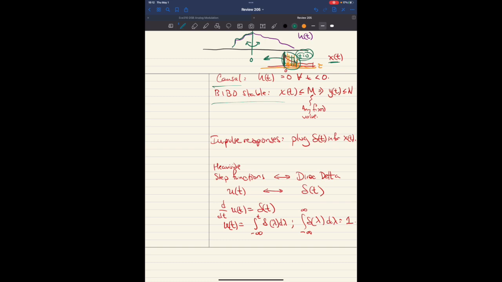BIBO stability is quite simple, actually. We can just fix x at any value, and if for any value m, x is bounded to that value over the entire lifespan, then the output must also be bounded for it to be BIBO stable. So the way I like to do these is plug in an m for x of t and see if you can get y of t to come out to be some kind of constant and not blow up.